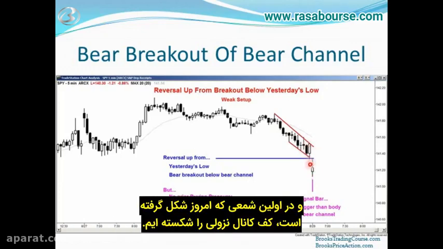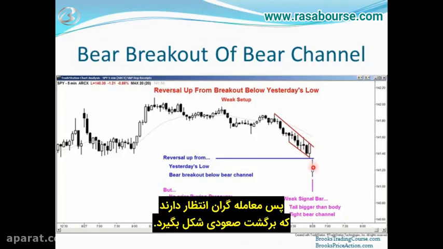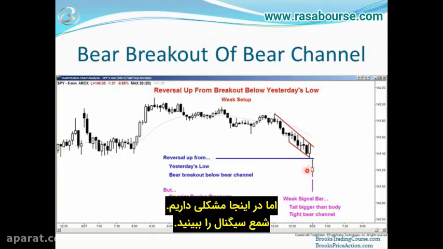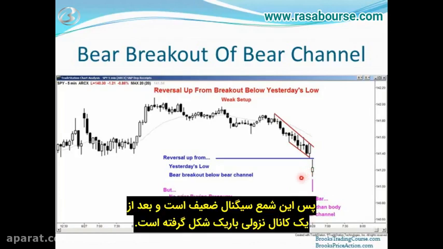And the first bar of today, we broke below the bottom of a bear channel. Usually bear breakouts of bear channels fail, so traders are looking for a reversal up. But we have some problems here. Look at the signal bar. A small body, the tail on top is bigger than the body, so that's a weak signal bar.